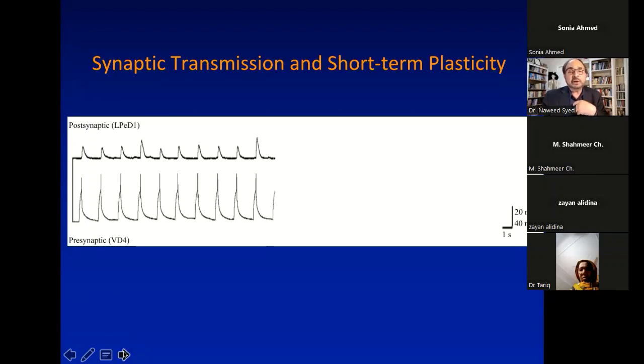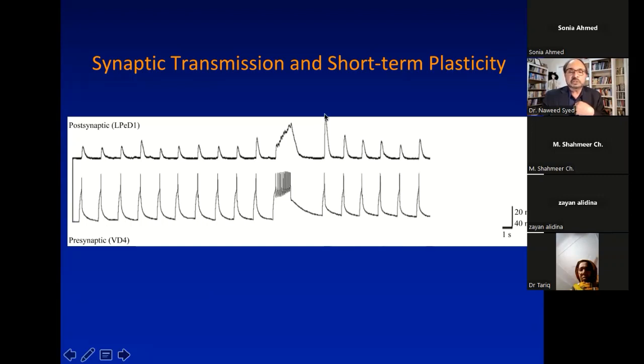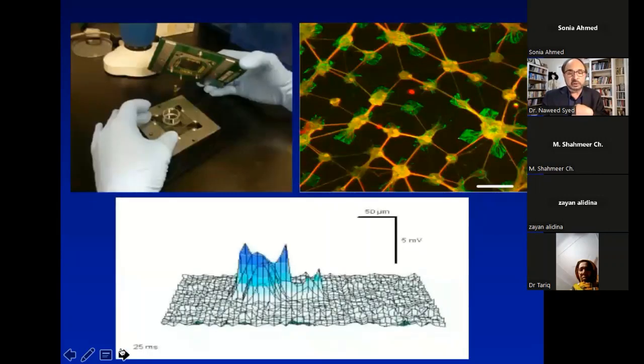But if you fire a burst or a tetanus, you get a much bigger response. And if you come back and fire the same action potential, you can see that the first action potential is significantly potentiated, and this forms the basis for short-term memory. We have published a number of studies showing that anesthetics actually do not affect short-term plasticity or short-term memory. And these are all published studies, so I won't dwell on these today for very long.